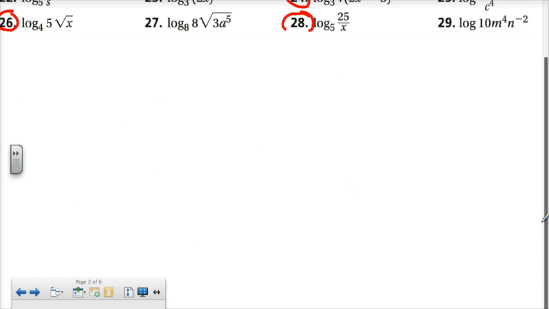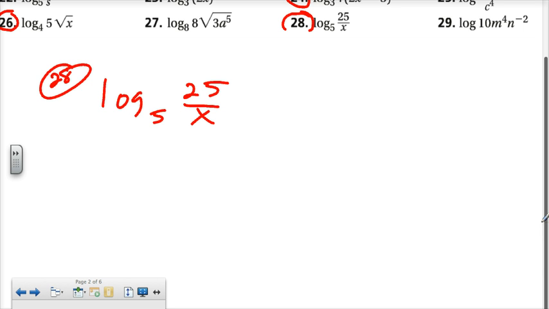Number 28. Number 28 has the logarithm base 5 of 25 over x. So pretty obviously that's division. And in logarithm language, we don't divide, we subtract. Oops. Got started thinking about the answer here and was writing things that I shouldn't write. There we go. So we have logarithm base 5 of 25 minus logarithm base 5 of x.